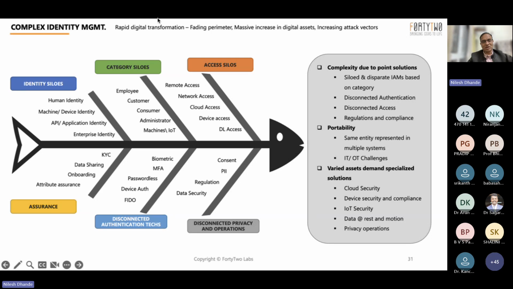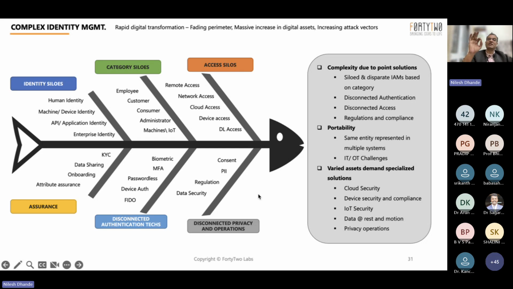Similarly, when you go to any enterprise, there are category silos as well. You have employees, so you have employee identity and access management. For customers, you have customer identity and access management. For consumers, you have federated identity and authentication. For administrators, we have PIM and PAM solutions, and the list goes on. So does the authentication solution. And then there are access silos, and then there are privacy silos as well.